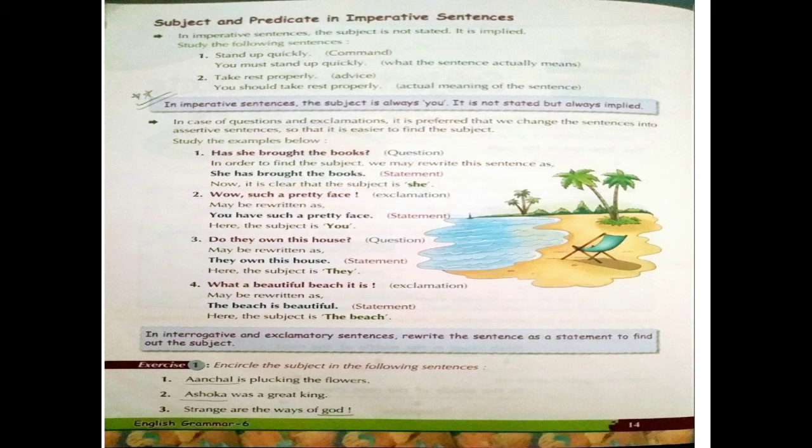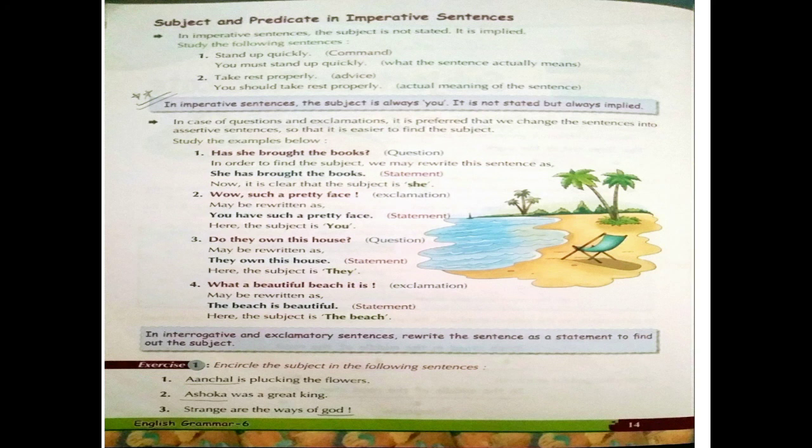"Take rest properly." This is advice. If I'm looking at you and I'm telling you to take rest properly, it means that I'm advising this thing to you. So again, "you" is implied. So in imperative sentences, the subject is always you. It is not stated but always implied.